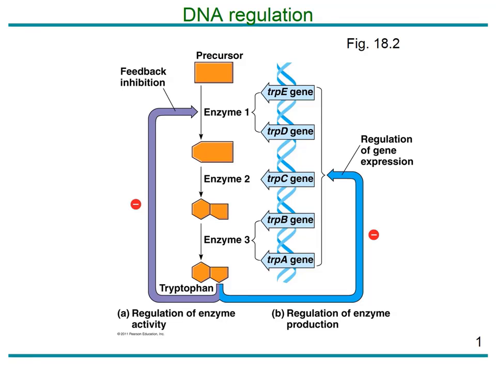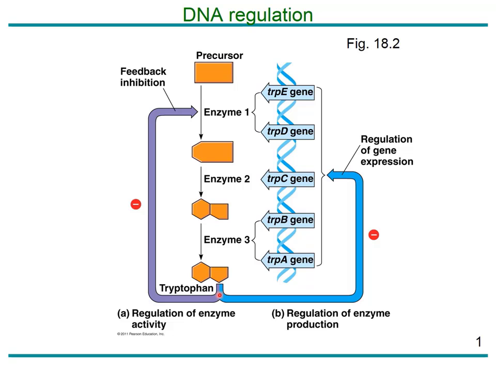The last several videos covered transcription and translation, taking DNA and turning that DNA into a protein. And while every cell in your body has the same DNA, not every cell makes the same protein. So how does a cell determine what genes are going to be transcribed and what genes are not going to be transcribed? This schematic you see on the slide is one example of regulation of DNA transcription.